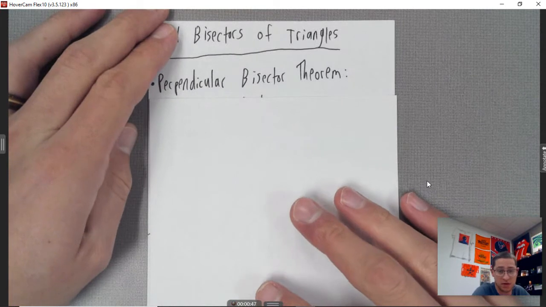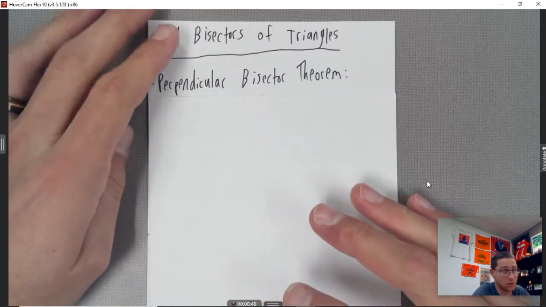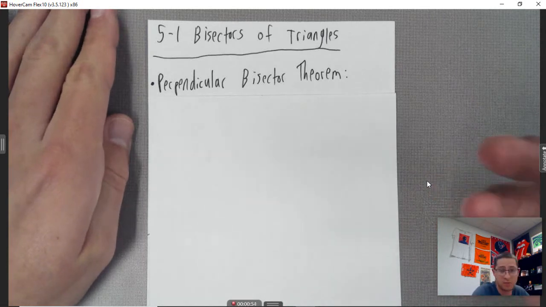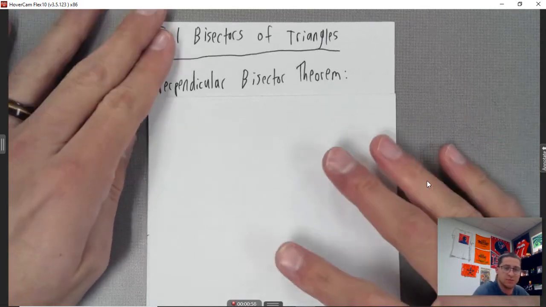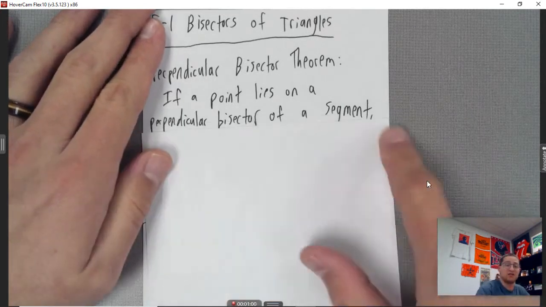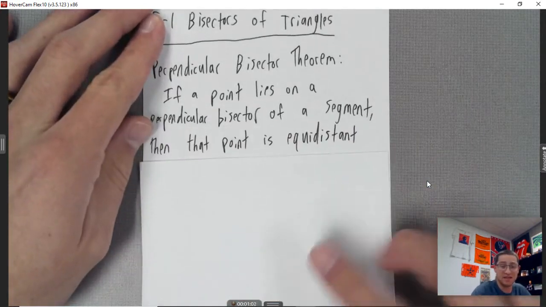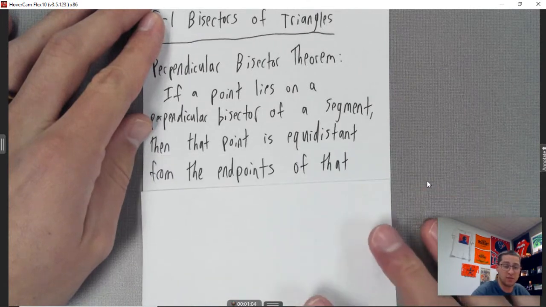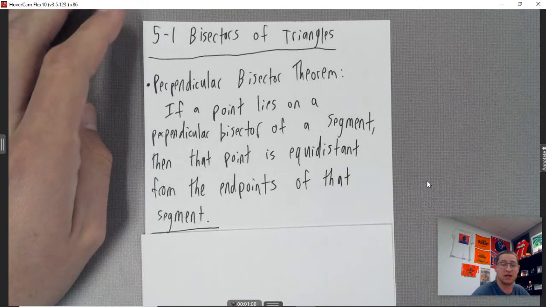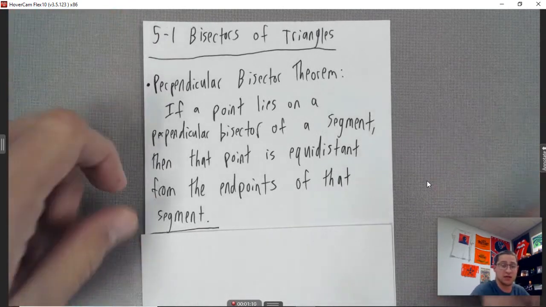All right, but the perpendicular bisector theorem, now it's a lot of words. Some people might like the words, some people might like the picture. Me personally, I go by the picture. But let's go through it anyways. So if a point lies on a perpendicular bisector of a segment, then that point is equidistant from the endpoints of that segment. Okay, again, for me, that's a lot. I like to go look at the picture and take this step by step.